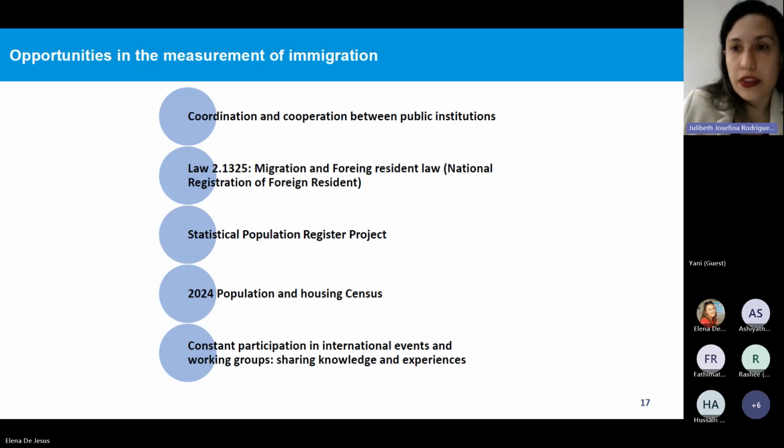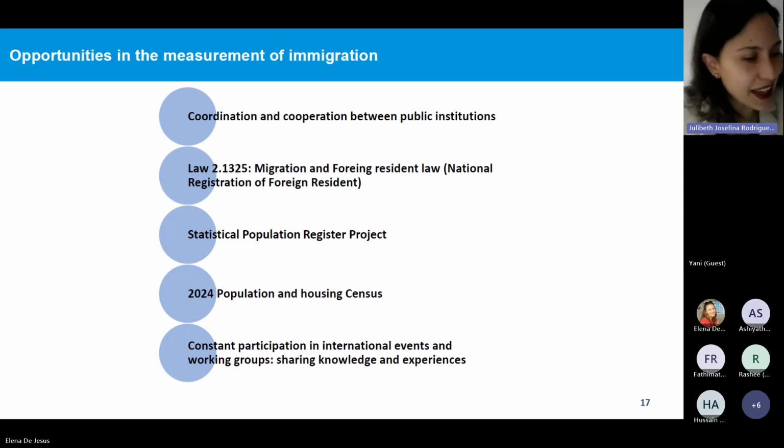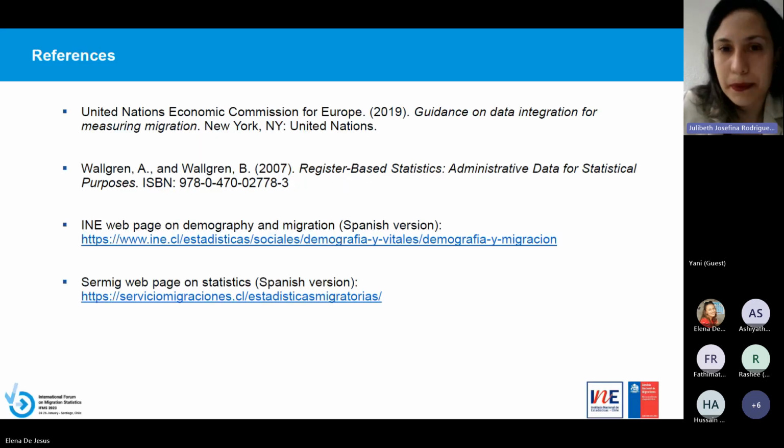Migration issues are strengthening. I think it's important to participate in all these kinds of events, because the topic gains more weight, more importance, and we can share collective knowledge. So with that, I don't know what time it is, but I end my presentation. I look forward to your questions.